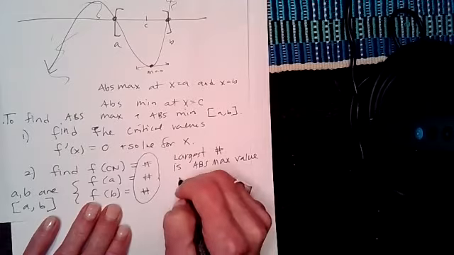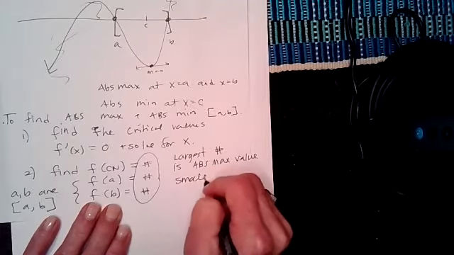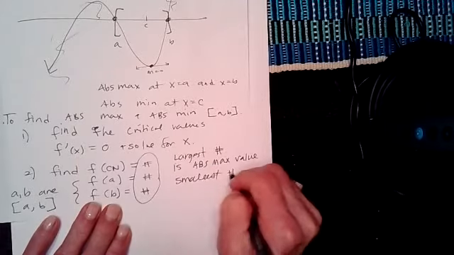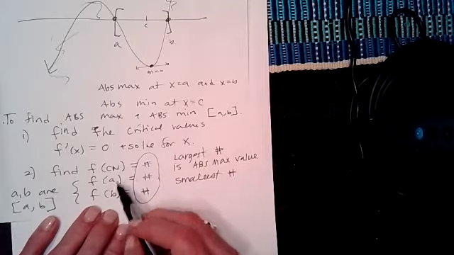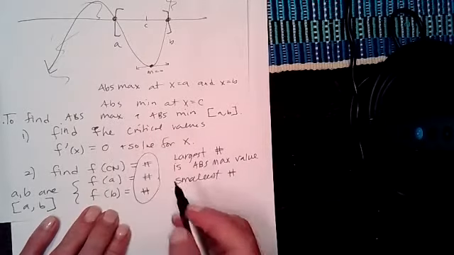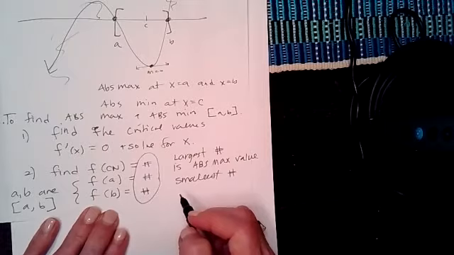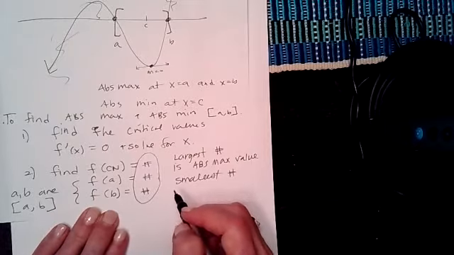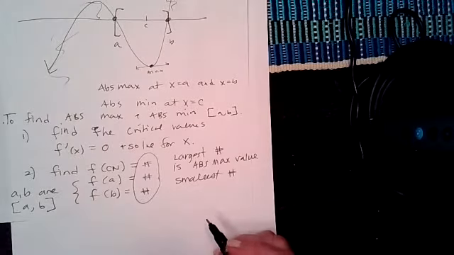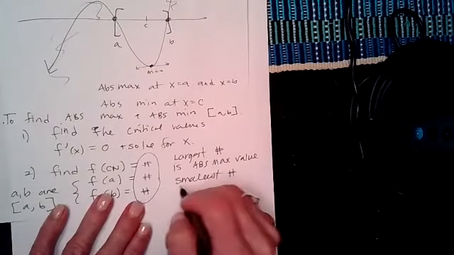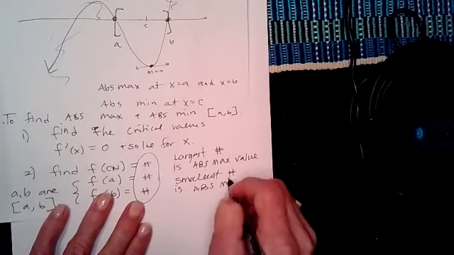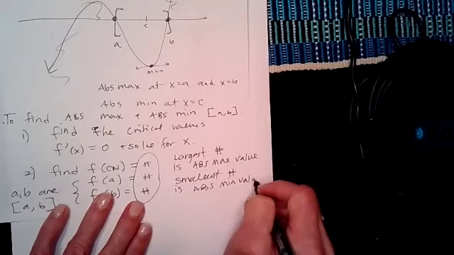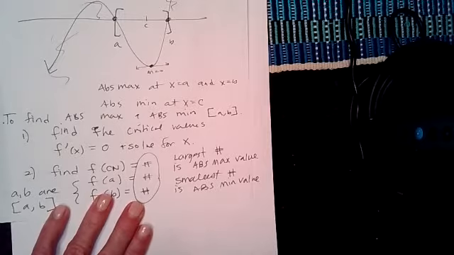And then the smallest number, because we're looking at these outcomes after we plug the critical values and the endpoints into the original function. And the smallest number is the absolute min value. Okay, so let's do it.